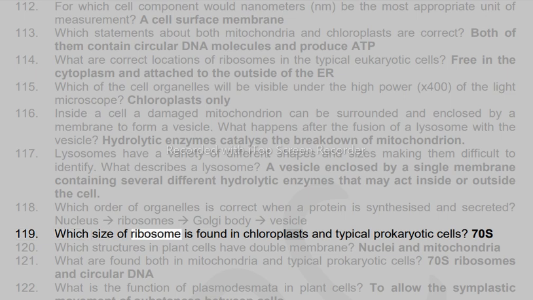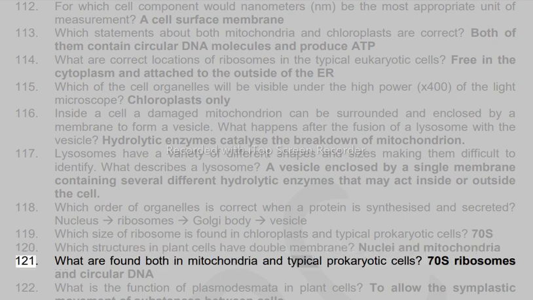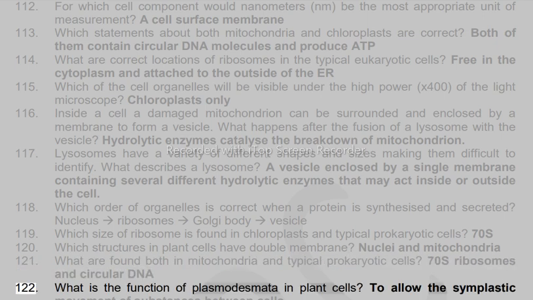119. Which size of ribosome is found in chloroplasts and typical prokaryotic cells? 70S. 120. Which structures in plant cells have a double membrane? Nuclei and mitochondria. 121. What are found both in mitochondria and typical prokaryotic cells? 70S ribosomes and circular DNA.